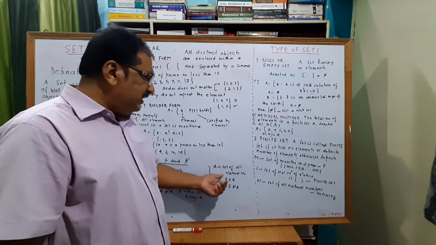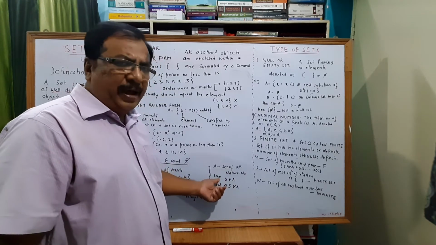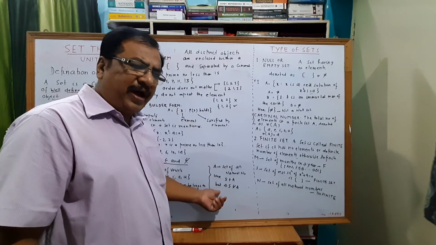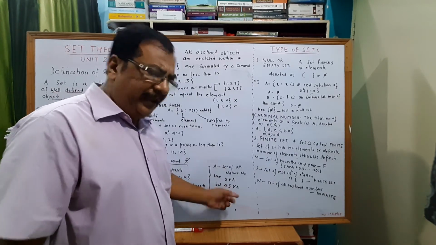Another example is A is the set of all natural numbers. Here 5 belongs to A because 5 is a natural number, but 4.5 does not belong to A.